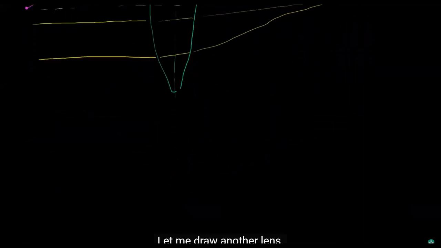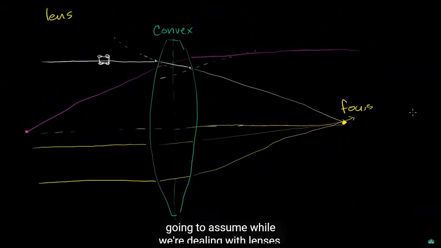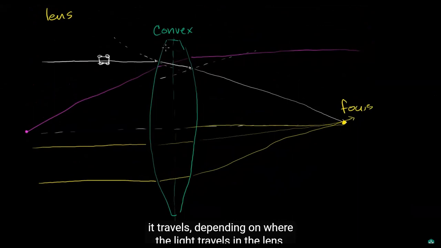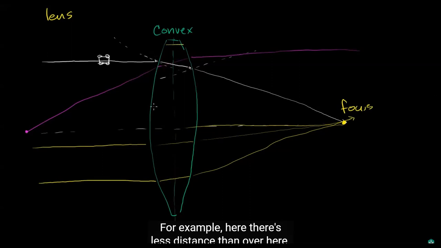Let me draw another lens. And actually, one thing that we're going to assume while we're dealing with lenses, and this is a simplifying assumption, is called the thin lens assumption. There is a difference in distance the light travels depending on where it travels in the lens. For example, here there's less distance than over here.